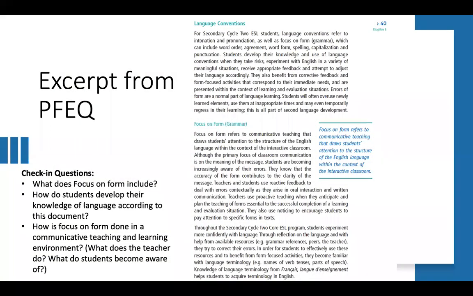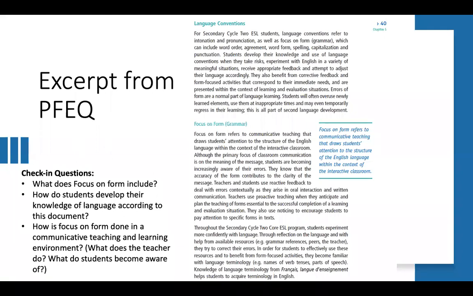Take a moment now to read this excerpt from the Programme de Formation d'Éducation du Québec, also known as the PFEQ. This excerpt is taken from the program for ESL Secondary Cycle 2, but it can be found more or less verbatim in all the programs published by the Ministry for English and English Second Language. Take a few minutes now.